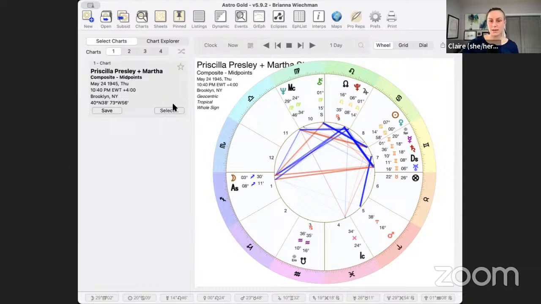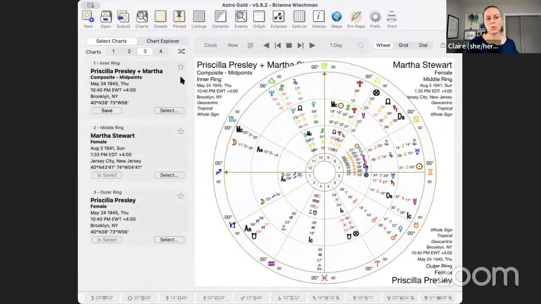But it depends on what you're observing out there when you are using both of these different types of relationship charts. So composite charts are based on midpoints. The Davison chart, however, finds a space. For instance, Martha Stewart was born in New Jersey and Priscilla Presley was born in Brooklyn. And so the Davison chart, as far as I understand it, is going to find a location in between those two places and then find the date in between their two birthdays and then cast a chart from that point of view.